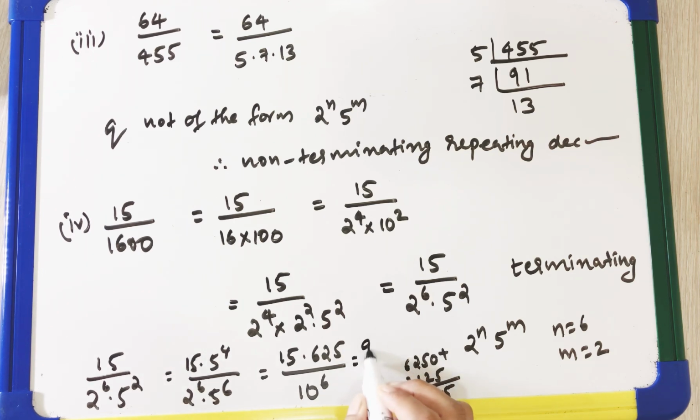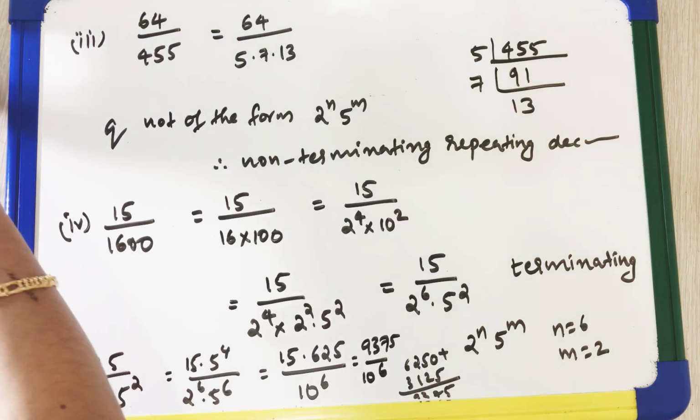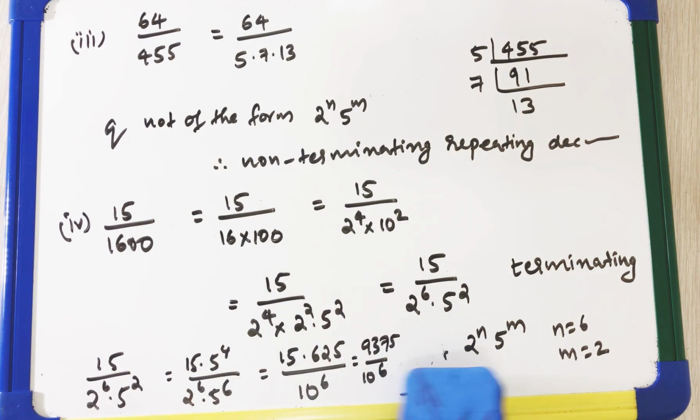which is equal to 9375 by 10 raised to 6, which is equal to, after the decimal we need 6 digits, 0.009375.